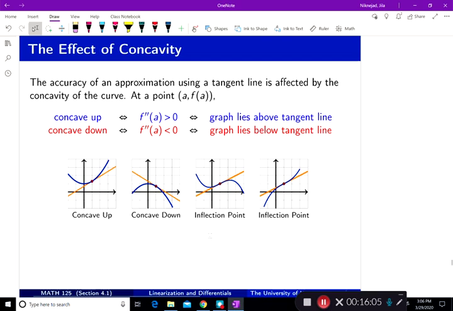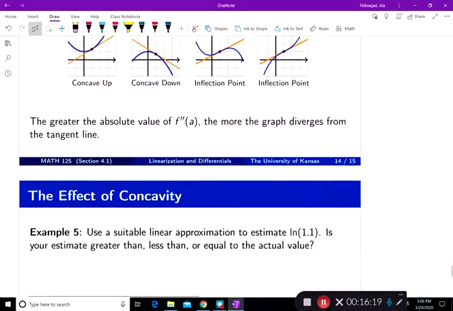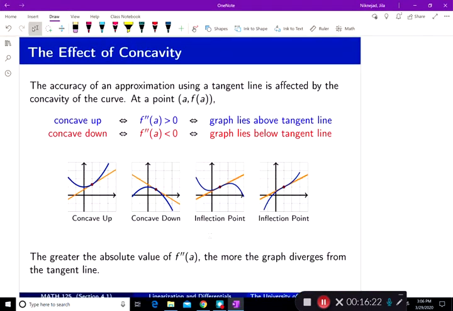What if there's an inflection point? On one side you can have values bigger, and on the other side values smaller. And the other thing is that the greater the absolute value of f double prime of a is, the more the graph diverges from the tangent line, gets away from the tangent line, so the approximation kind of fails. So we like the absolute value of f double prime to be closer to 0 rather than a big number.